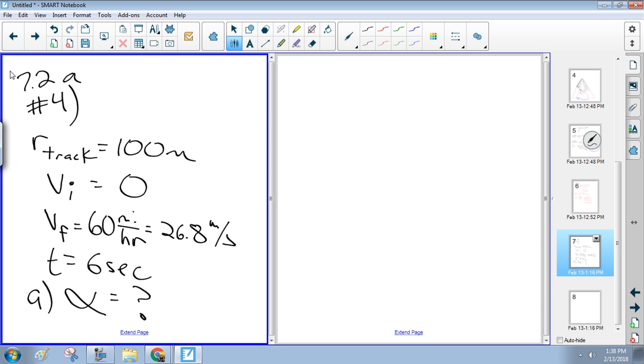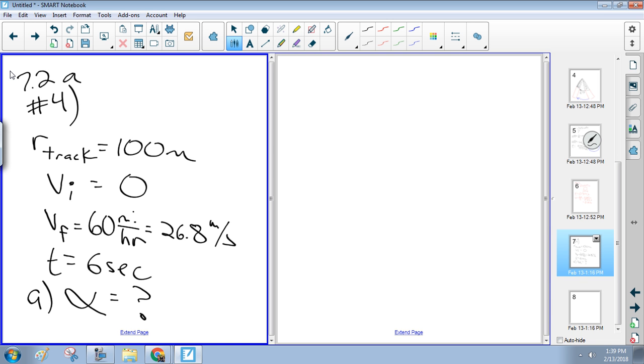All right, so here's the deal. This is a perfect example. We're looking for angular acceleration, right? But we're not given any angular information. So what I'm going to do is work in terms of my linear values. What thing do you think I should try to find? The linear acceleration, right? Because all of my values here are linear.